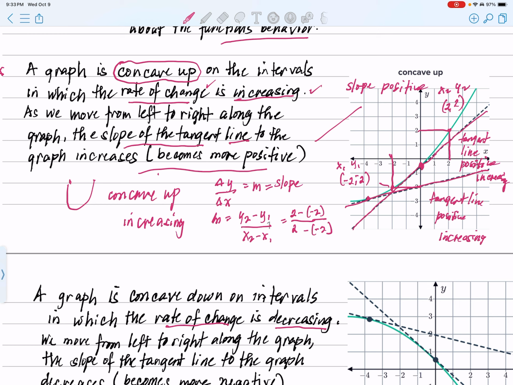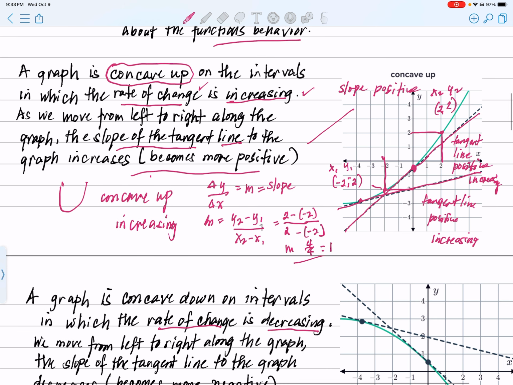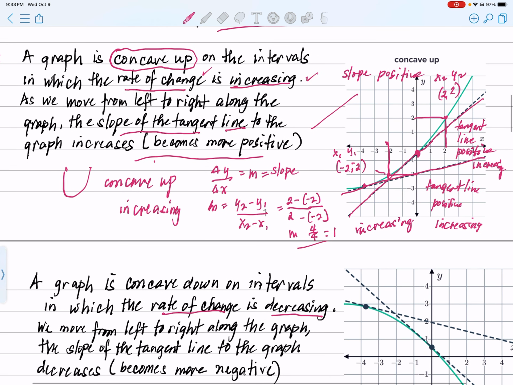So our slope is 1. Our slope is positive. So that means by doing the rate of change, we know that this is positive and the rate of change is increasing as we move on with our points. Okay. The second is concave down.